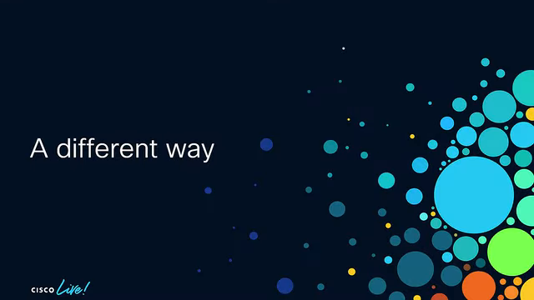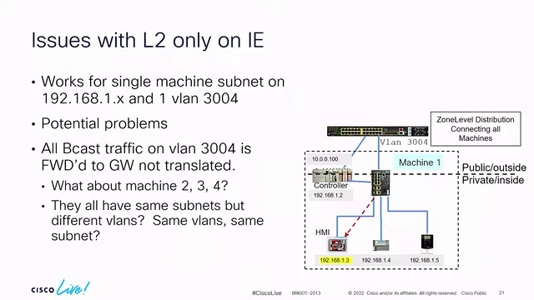Okay, so let's look at a different way to solve this problem. The gentleman in the back brought this up. One of the issues, if we're just doing layer 2 only on the IE and we only had one machine, we would really have a problem. But if we have multiple machines on the same VLAN, we have a broadcast storm issue, where we're going to have duplicate IP addresses on the same VLAN, and that's never good.